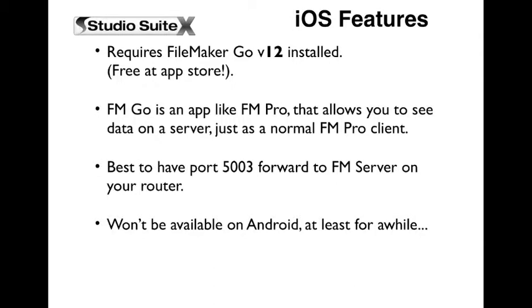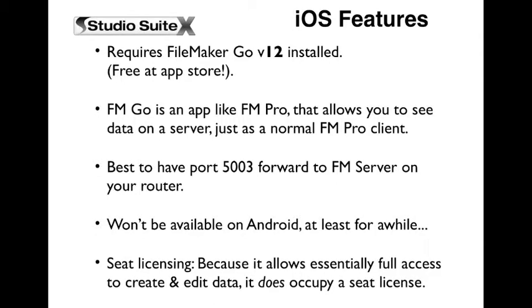Let's talk a little bit about seat licensing, specifically for iOS when using FileMaker Go, because it does essentially allow you to have full access to your Studio Suite data. You can create and edit data. It does occupy a seat license, meaning that if you bought 5 seats of Studio Suite and you're using Studio Suite on 5 computers, your iPad or iPhone counts as a sixth, and therefore you're going to have to log off on one of the other ones. So to use it, you'll want to log off your desktop or just get a couple extra seats.